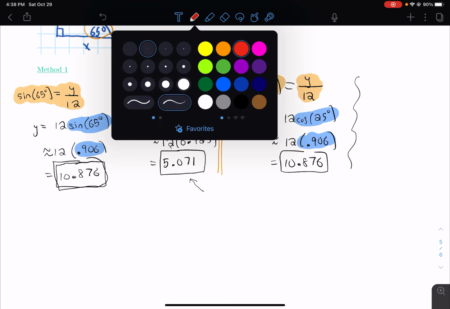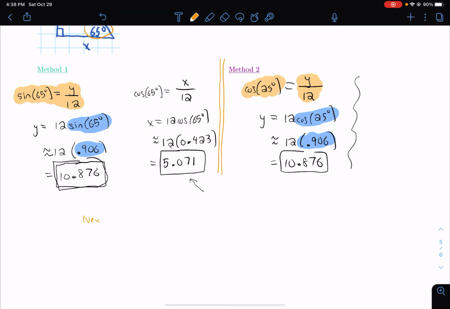Okay, so next time, one of our goals will be to do trig for angles. What if we have angles that are greater than 90 degrees? Can we still do trig there? It turns out yes, and that'll involve what's called the unit circle.